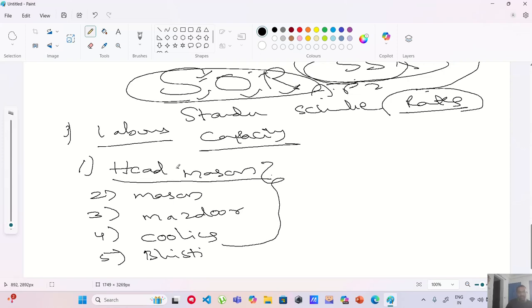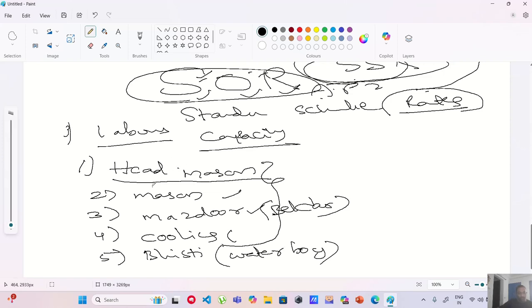Head mason, in Telugu we can call it as the Mestri. And supporting the head mason is the mason. And the third one is Mazdoor. In Telugu we can call it as Beldar. In English also it is the word Beldar. Mazdoor we can call as a Beldar. And the coolies, coolies may be either women coolies or men coolies. And the last one, what is this Bisti? He is a water person, you can call him a water boy.